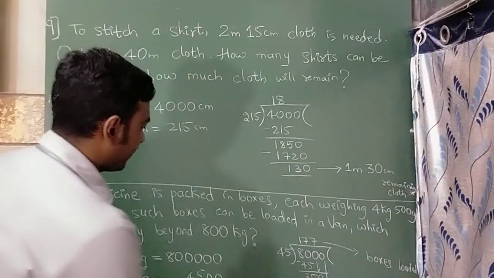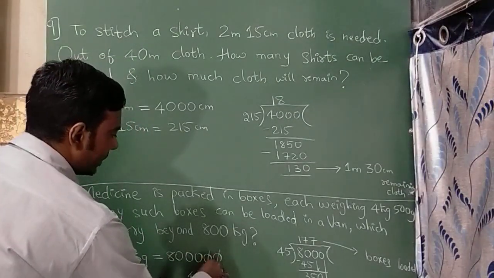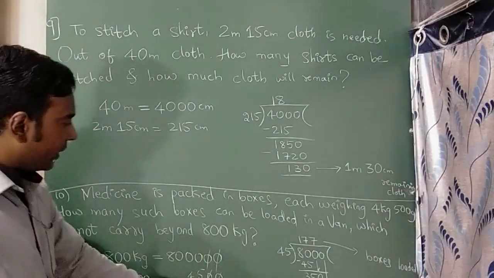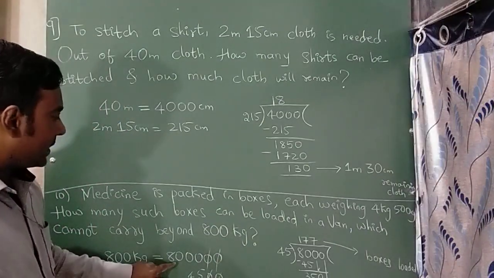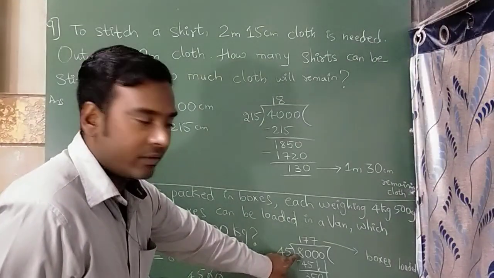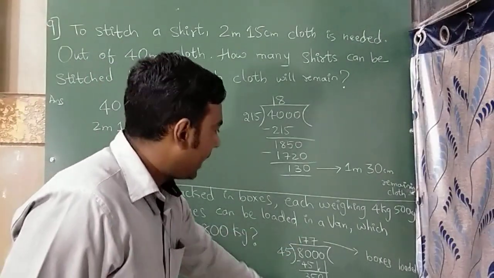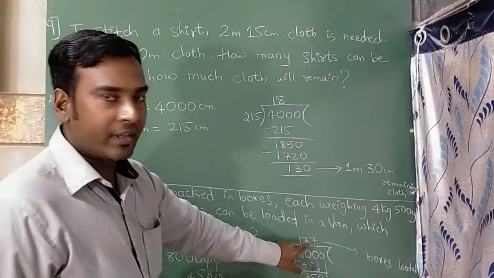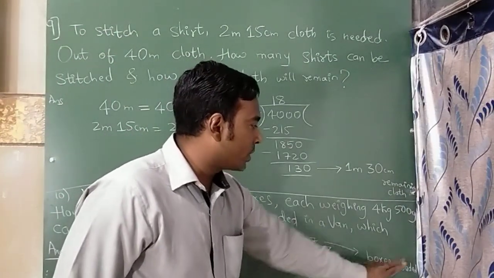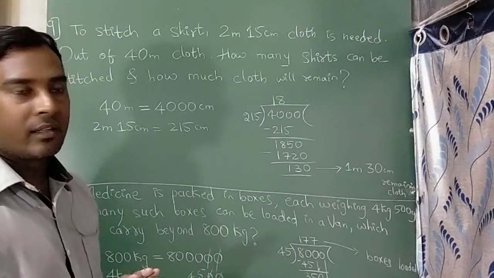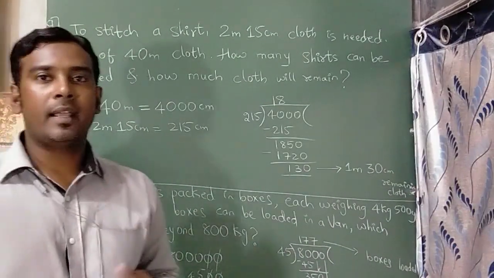So here this 0 cancels, this 0 cancels. 45 I have written here. Next, 8000 I have written here. Fine. So if I divide, I will get 177. So 177 boxes can be loaded in the van. Fine. So let's move on to the next question.